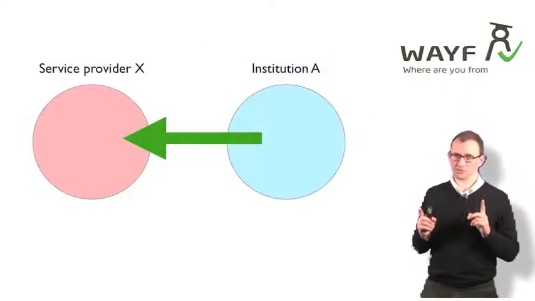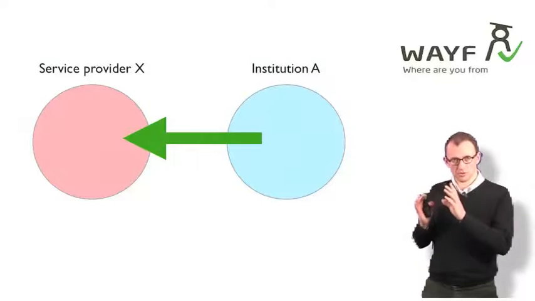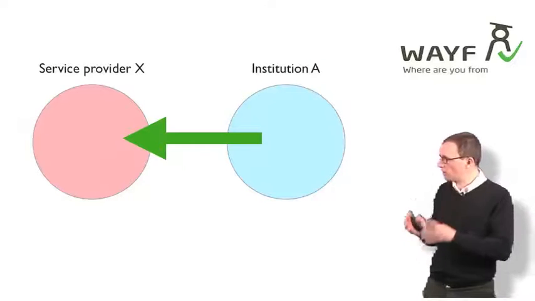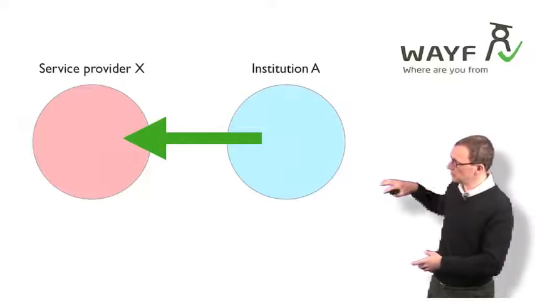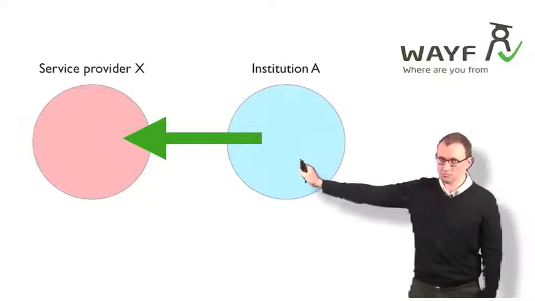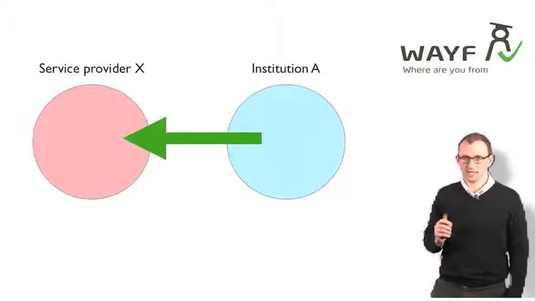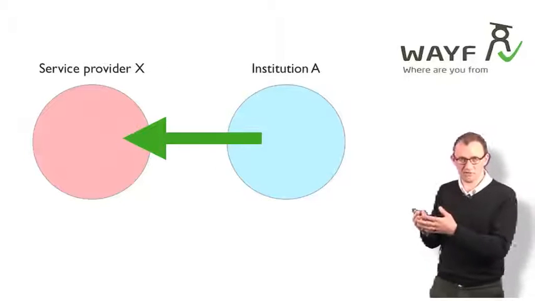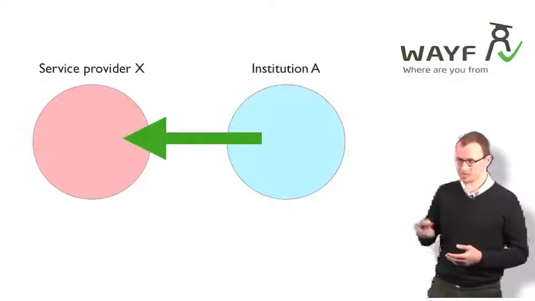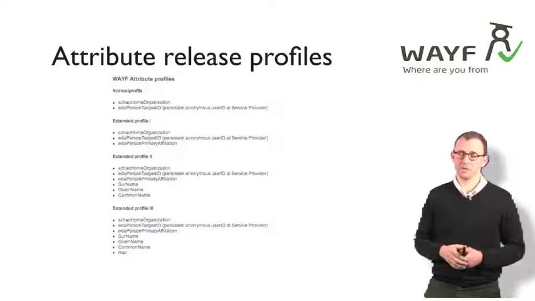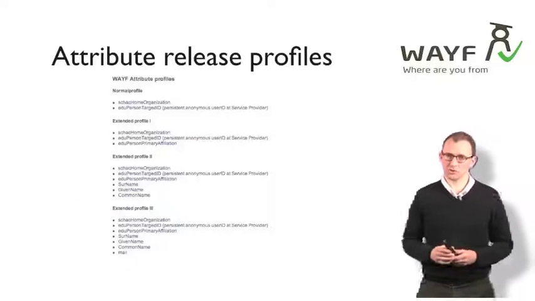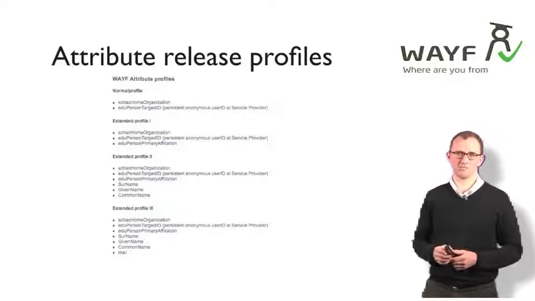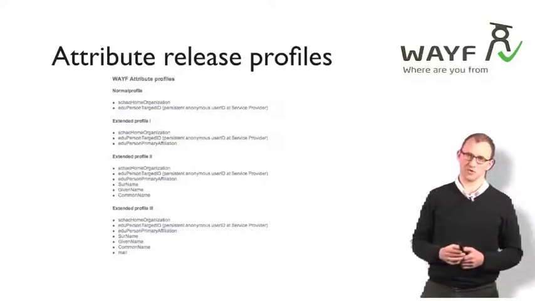Think about the simple principle of letting personal information about you go from one administrative security domain, the blue one, to another, the red one here. This is what it's all about. We have to move information in the form of attributes from one place to another. To do this in an easier way, we have defined attribute release profiles.